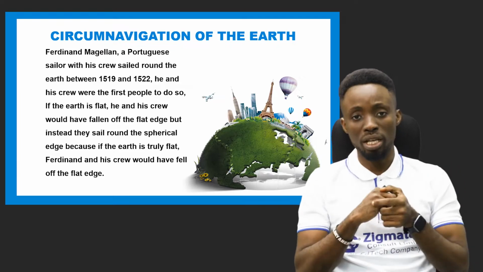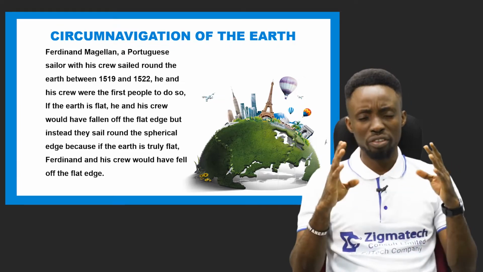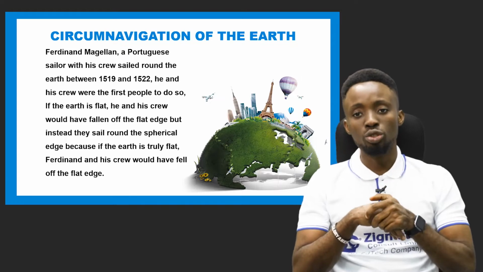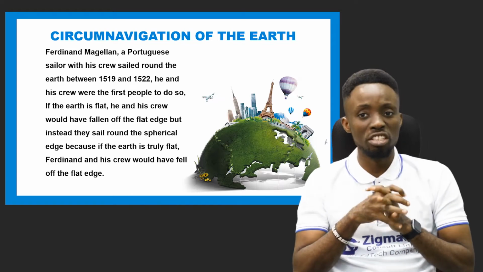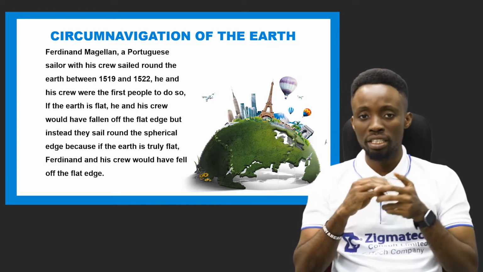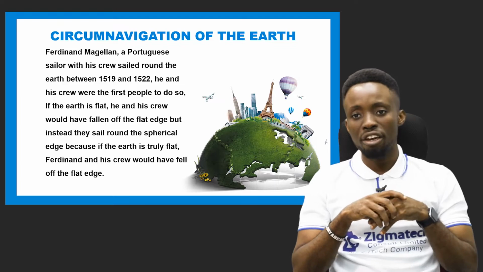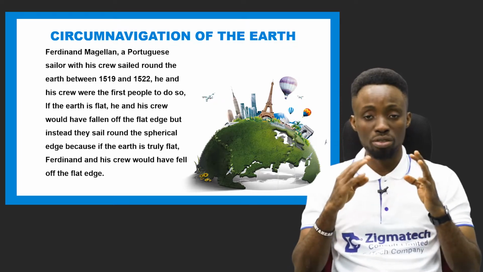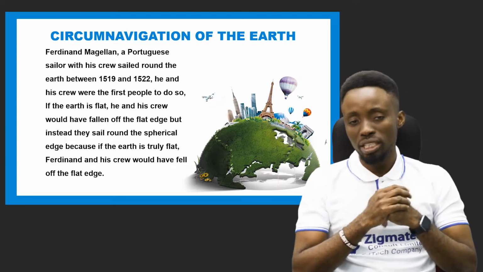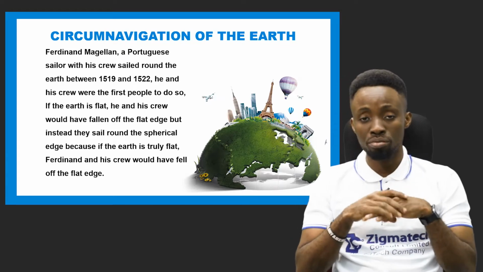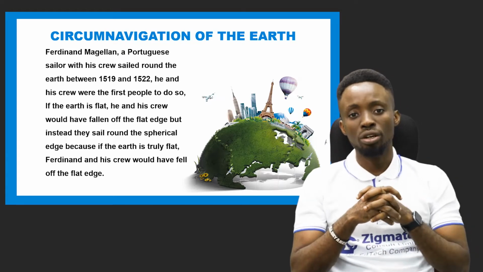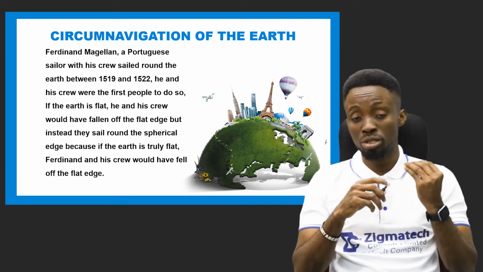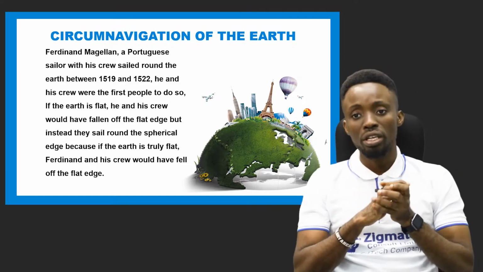Now let's look at the circumnavigation of the Earth. Now, the circumnavigation of the Earth was an experiment first carried out by a Portuguese explorer, a sailor by name Ferdinand Magellan, in the years 1519 to 1522. For that period of time, Ferdinand Magellan and his crew actually got on board a ship and went around the Earth in the space of those 3 years.